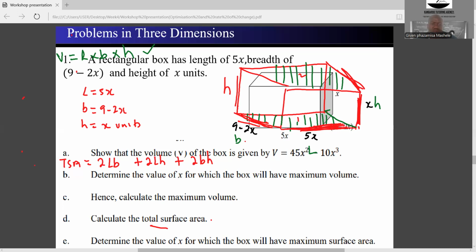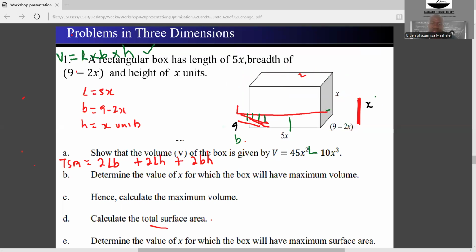So we're going to go back to our expression. Let me try to erase this. We know that in a rectangular prism, volume is length times breadth times height. So we're going to substitute our length, our breadth, and our height to determine the volume. Sorry guys, the volume is, what is the length? It's 5x, multiplied by, what is the breadth, guys? The breadth is 9 minus 2x. What is the height? The height is x.